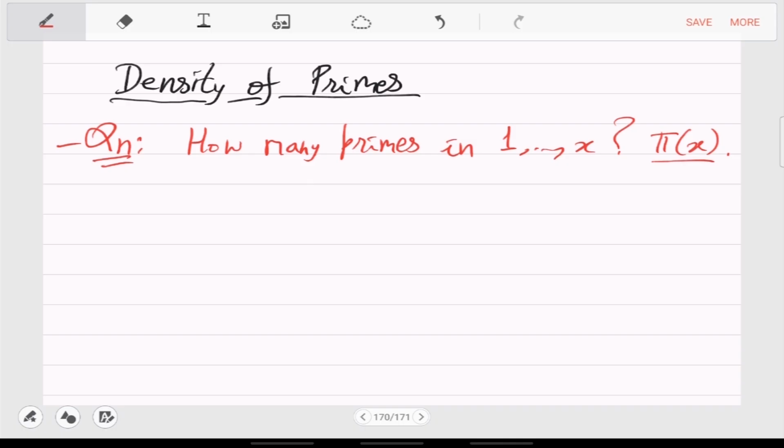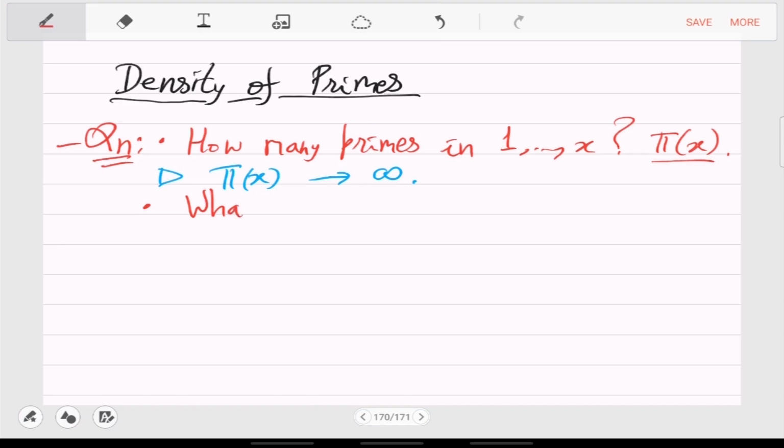The first question is, is pi of x a growing function? Or after a point will it stabilize? Will it become constant? It will keep growing. What is the proof of that? I think we saw that proof in the first class. So that much you have learnt already, that pi of x tends to infinity, which means that there are infinitely many primes, so then it is a natural question to study the density of primes.